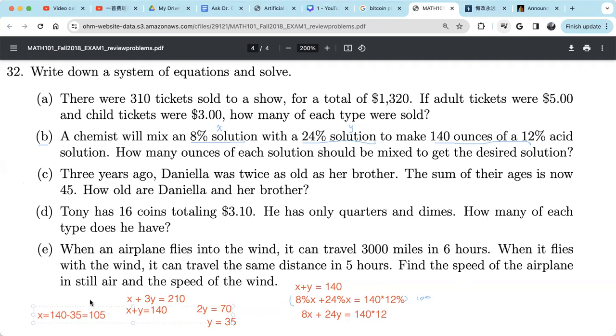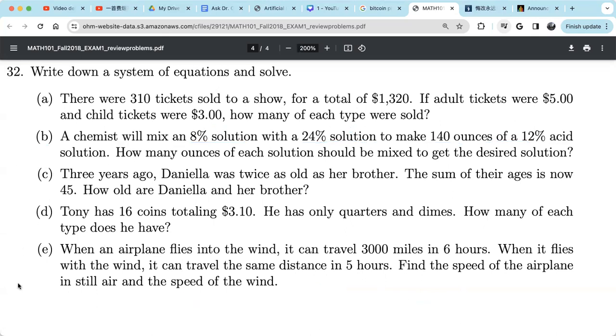So the solution for B is, for 8% solution, there are 105 ounces. And for 24% solution, there are 35 ounces. All right, that's for B. Let's see C.